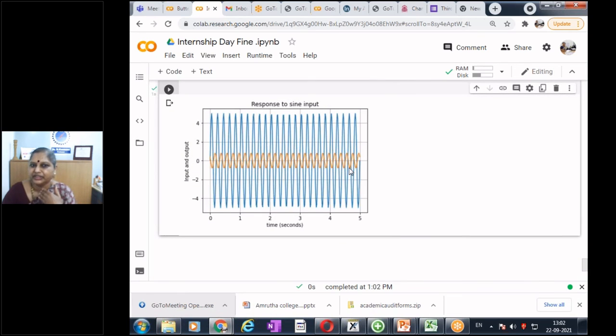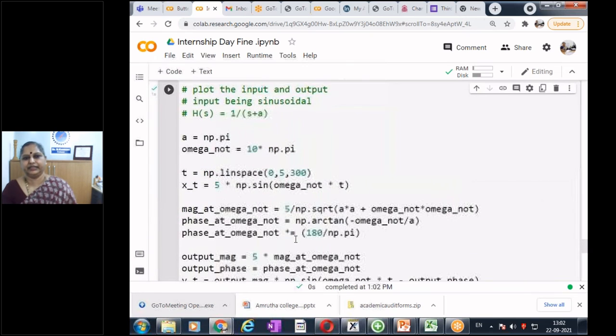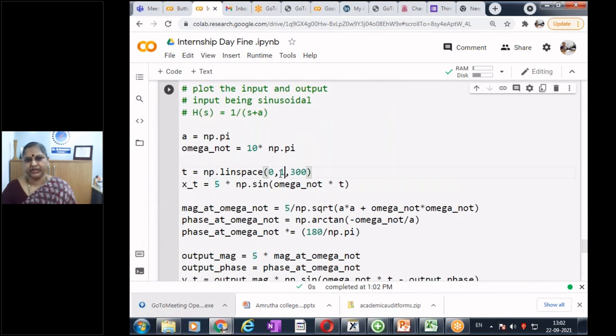See, my output is attenuated, and if you want to expand it, I can change the time scale, and then I will get the output.